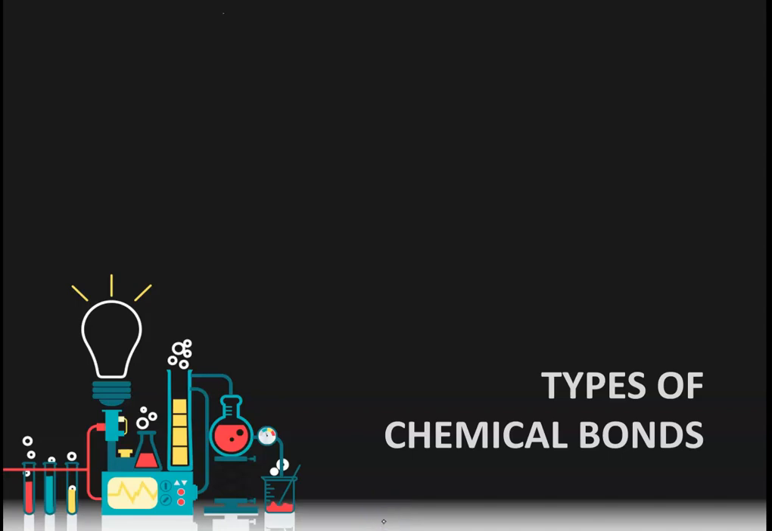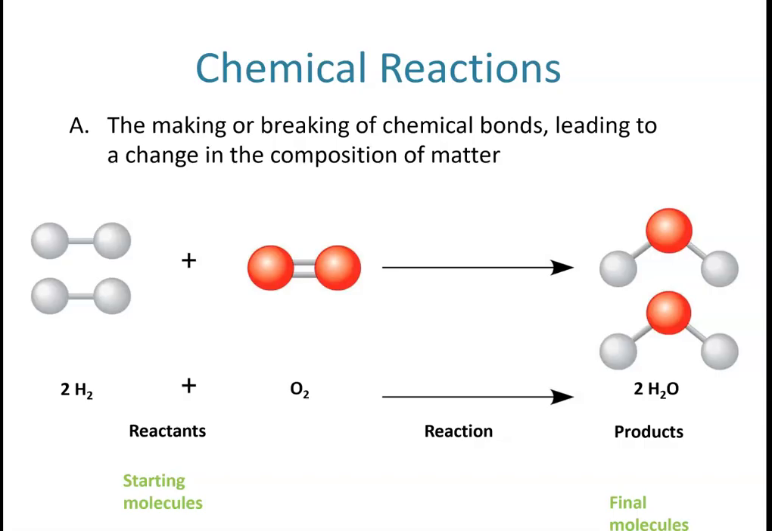Now that we have an understanding of atomic structure and the behavior of valence electrons, let's look at the type of chemical bonds that can form. So chemical bonds are produced through chemical reactions. Chemical reactions are the making or breaking of chemical bonds, leading to a change in the composition of matter.